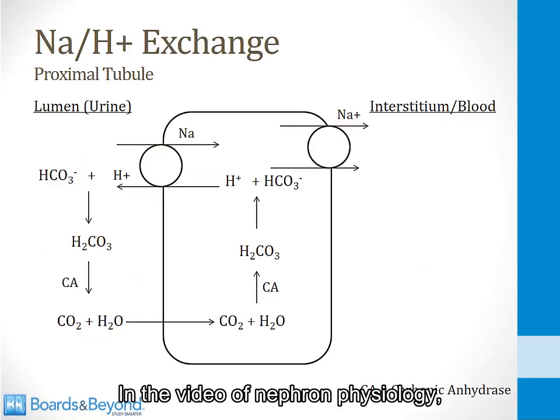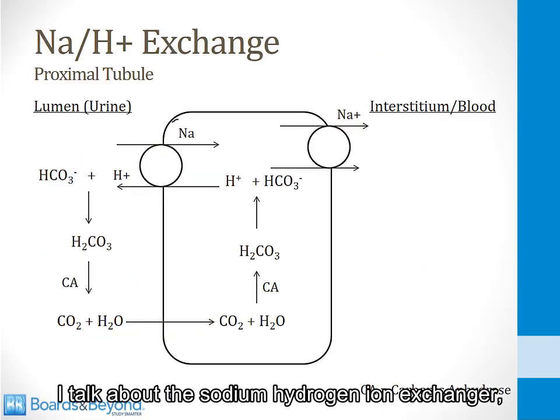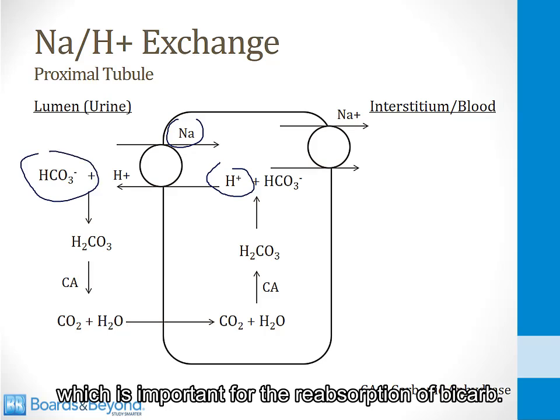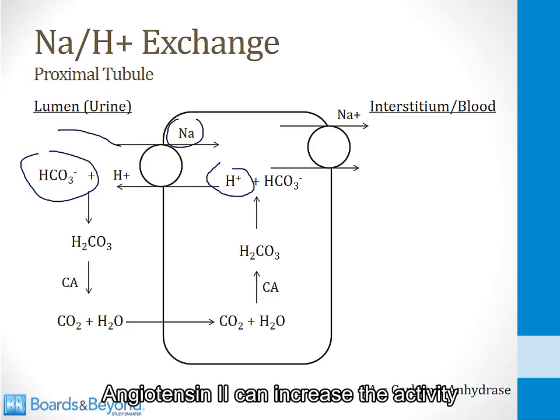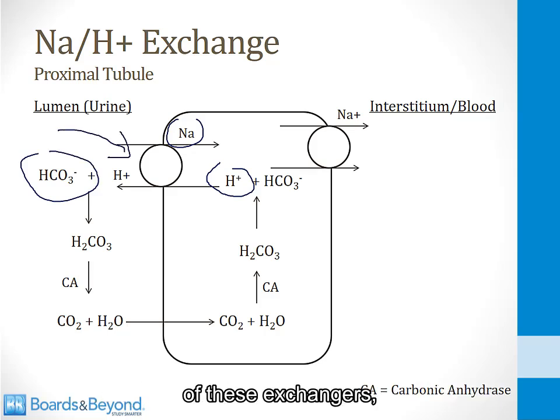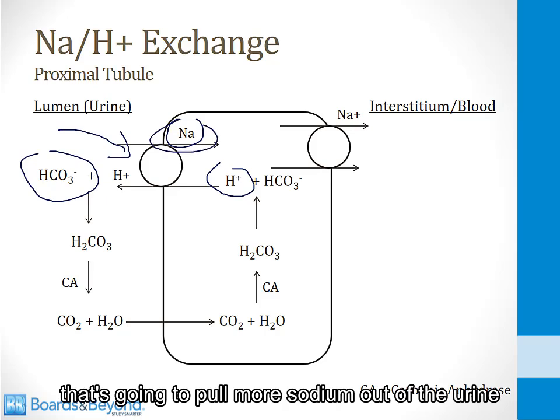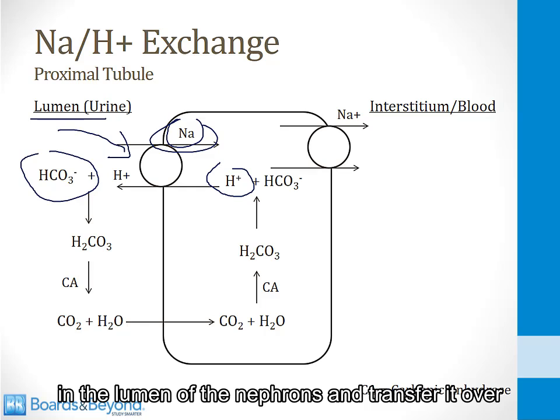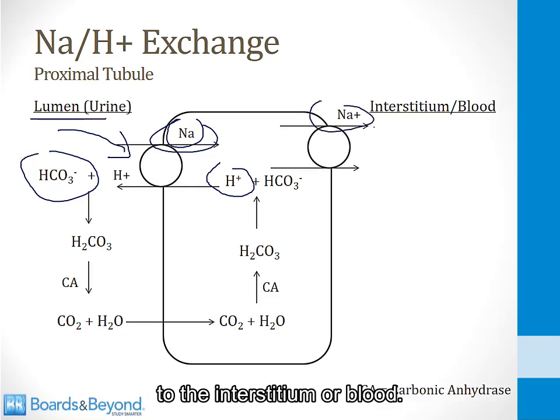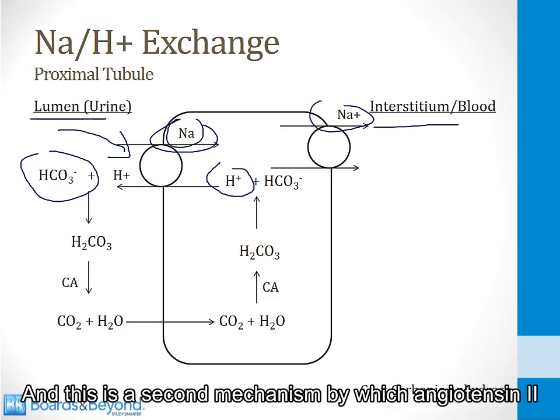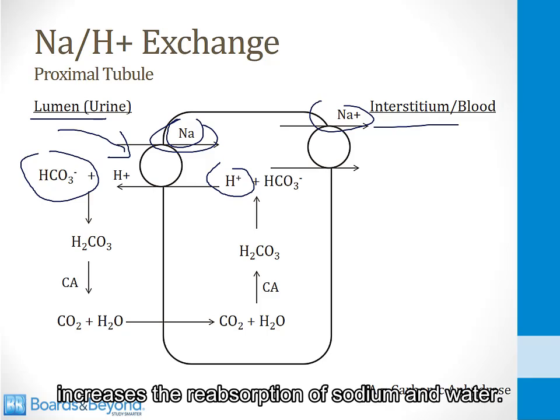In the video on nephron physiology, I talk about the sodium hydrogen ion exchanger, which is important for the reabsorption of bicarb. Angiotensin II can increase the activity of these exchangers. That's going to pull more sodium out of the urine in the lumen of the nephrons and transfer it over to the interstitium or blood. And this is a second mechanism by which angiotensin II increases the reabsorption of sodium and water.